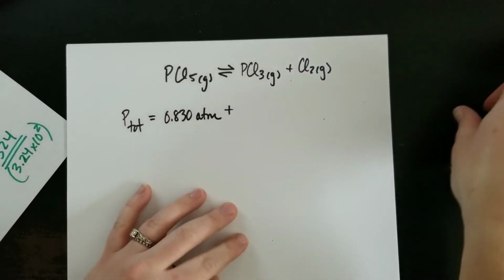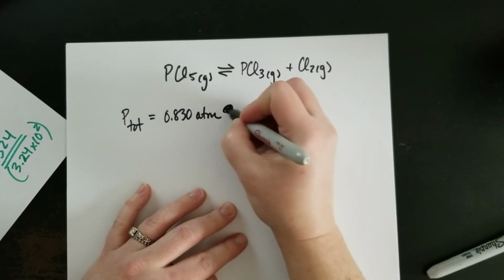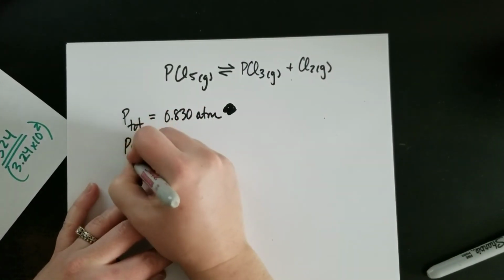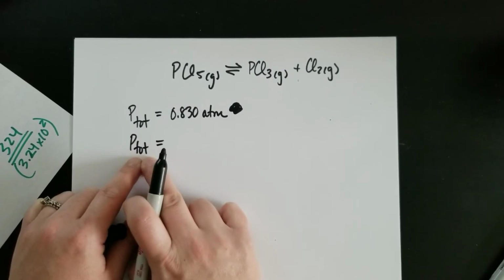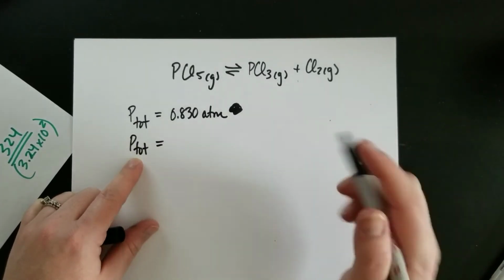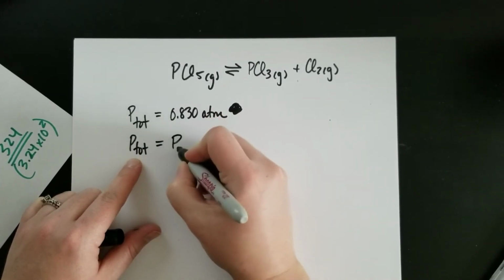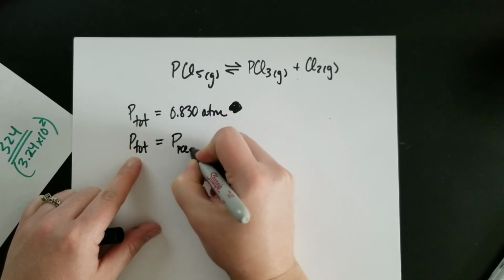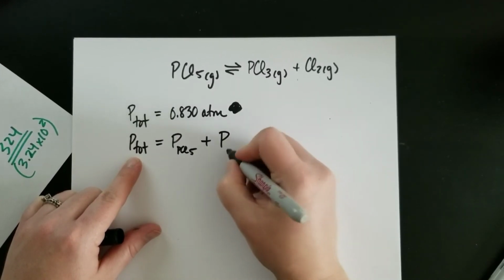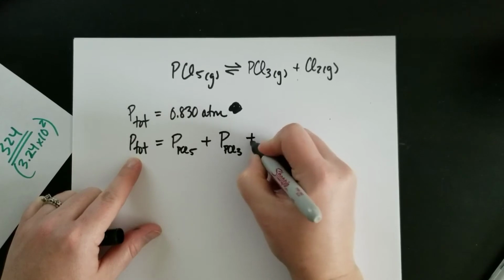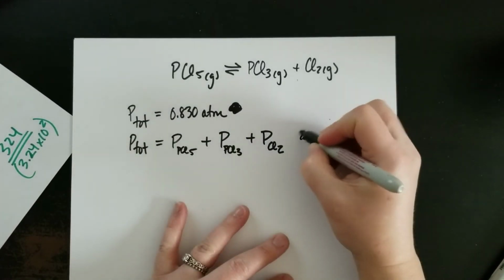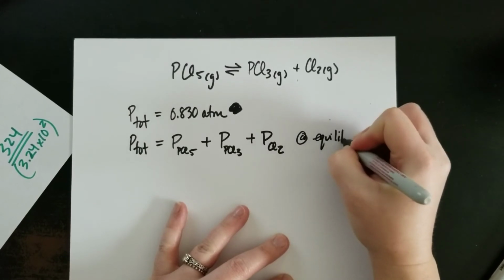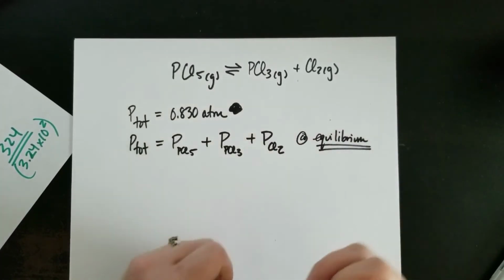Sorry, I didn't mean to write a plus sign there. Just get rid of that. Let me write this out. Let's think about what this represents. The total pressure is the sum of all the partial pressures. So we would have the partial pressure of the PCl5 plus the partial pressure of the PCl3 plus the partial pressure of the Cl2. And these would all be the values at equilibrium, right?